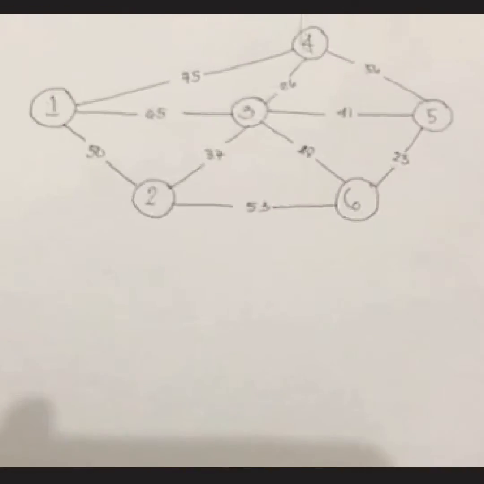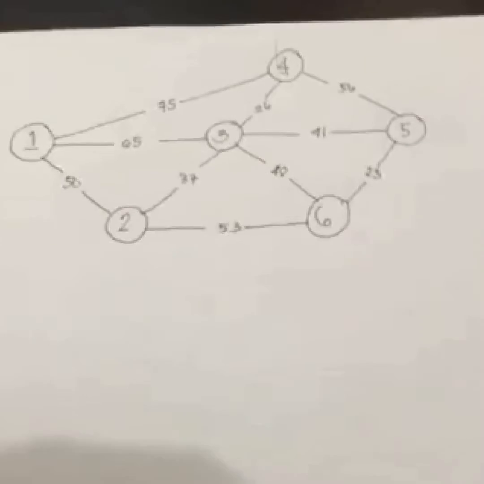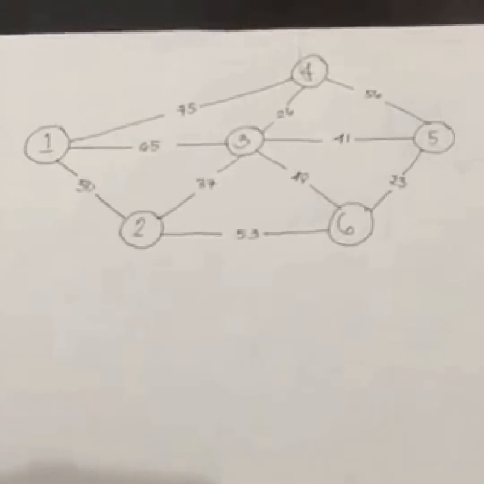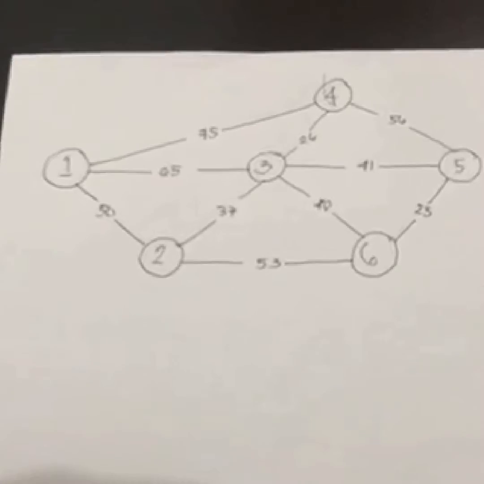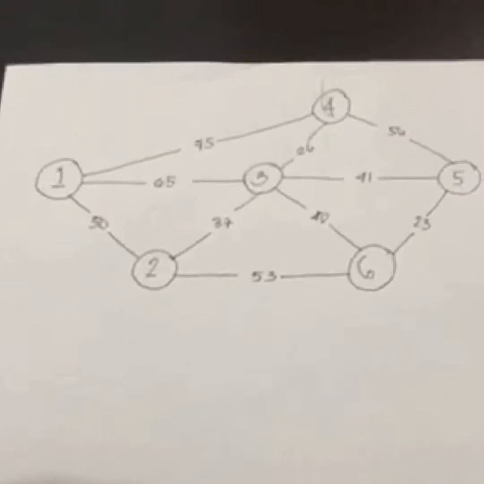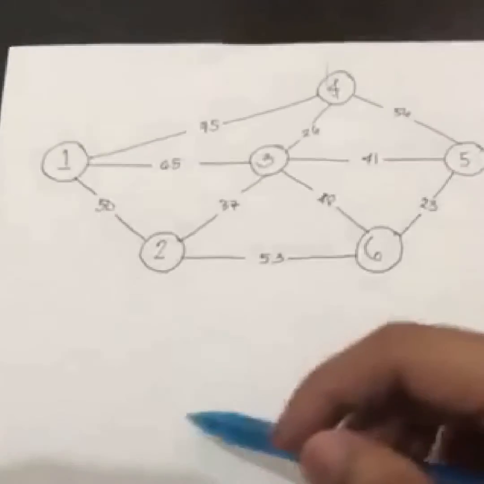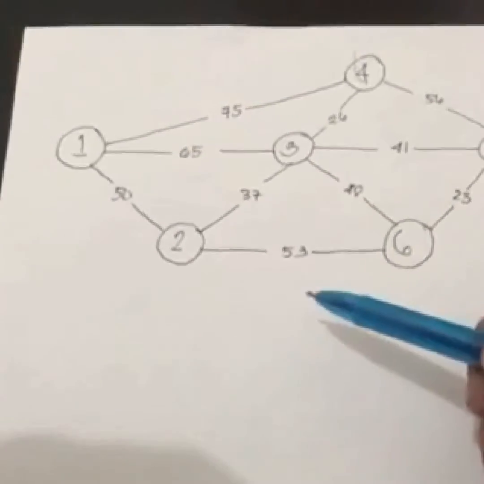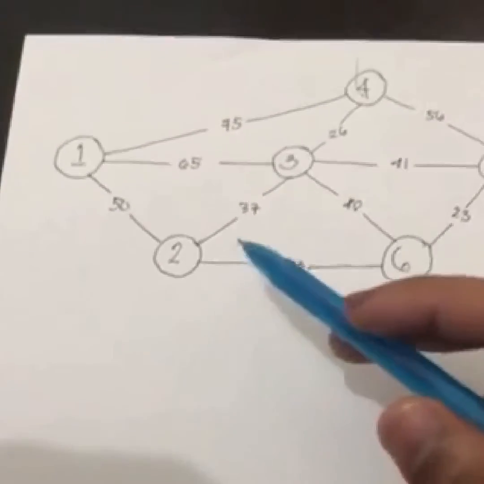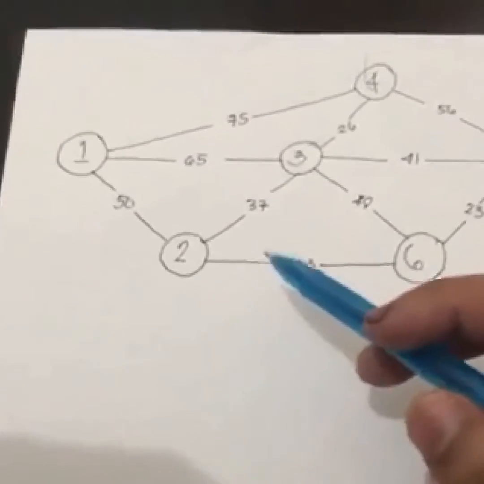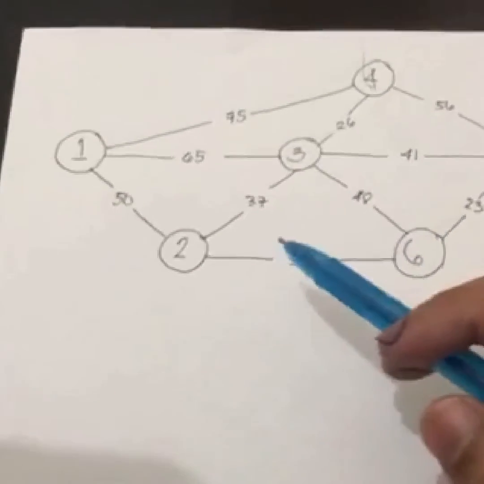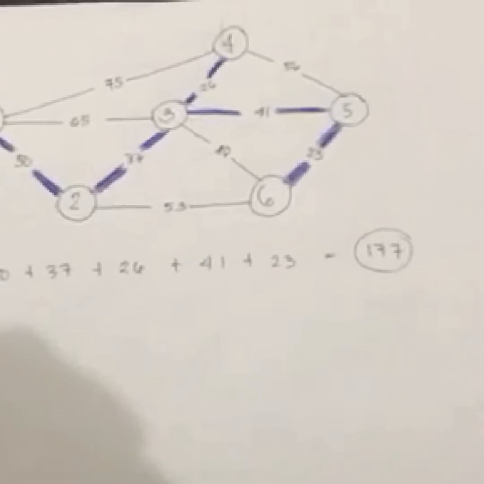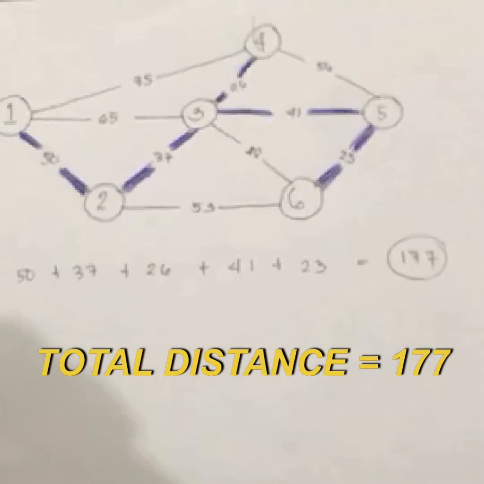So in our problem, considering node 1 is the starting node, select the arc or path which has the shortest distance to reach the nearest node. The nearest node from node 1 is node 2, and between node 3 and 6, node 3 has the shortest arc or path from node 2. And then the same procedure is applied to the rest of the nodes until all the nodes are connected while minimizing the total distance of these connections. We now reach our optimal solution with a total distance of 177.